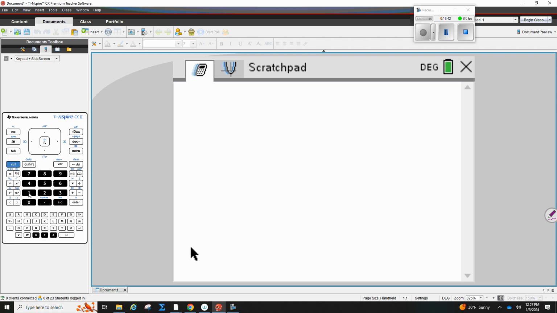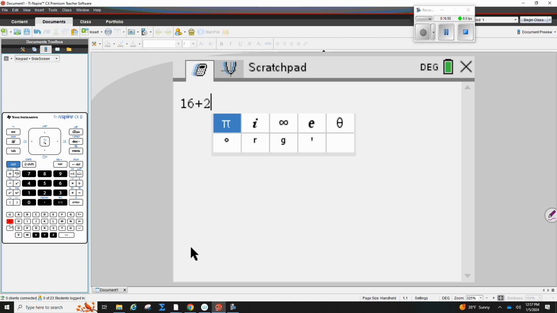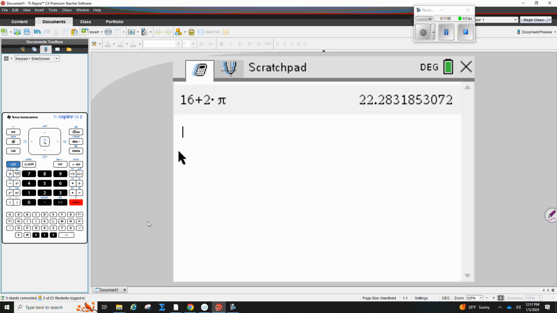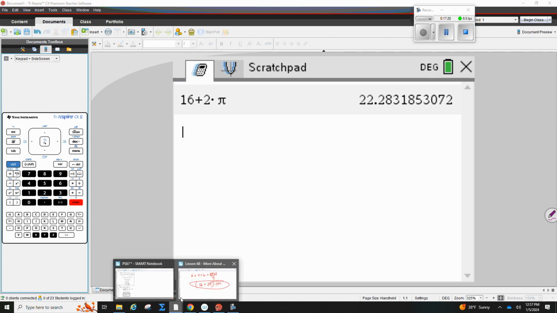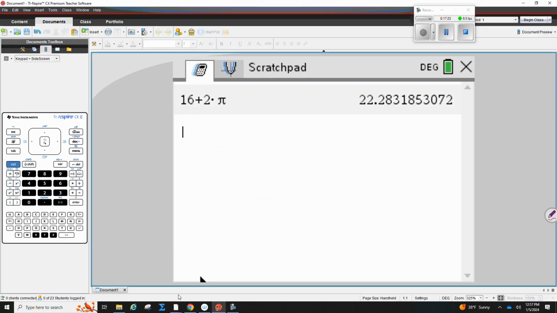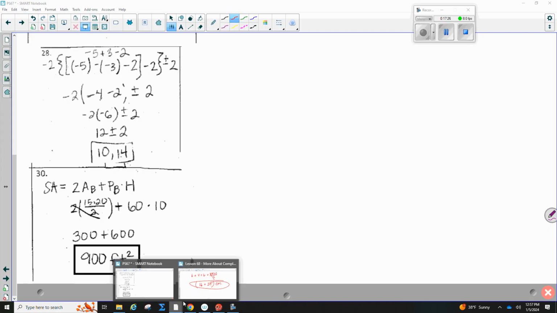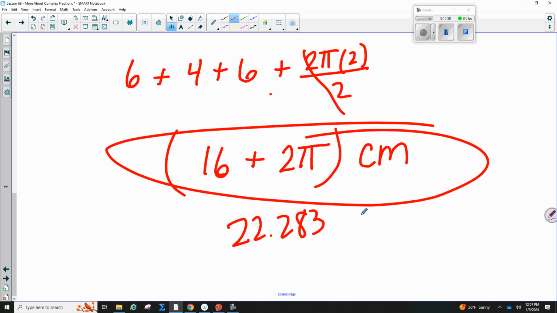16 plus 2, and then everyone is like, where is the pi button? Okay, yeah, it's down here on the left-hand side. Down on the left in the middle. And then this little thing comes up and you have to press enter on the pi. And then press enter and you should get, again, we're going to round to 3 decimal places, okay? Because calculus wants you to round to 3. 22.283 because the next number is a 1, so you keep the 3. 22.283 centimeters. Okay. All right.